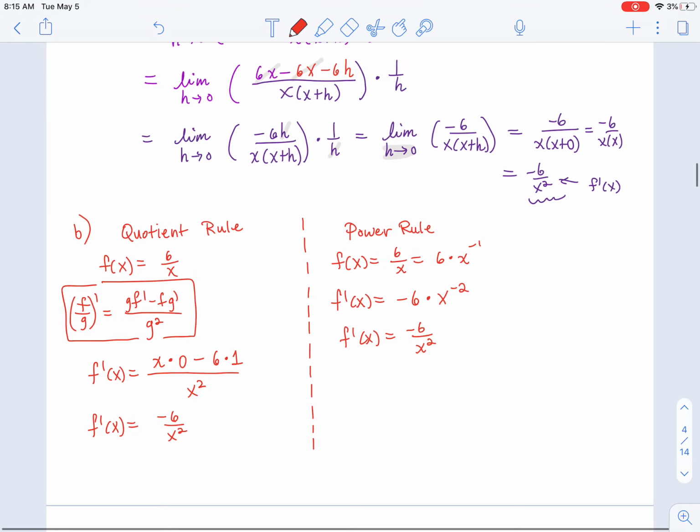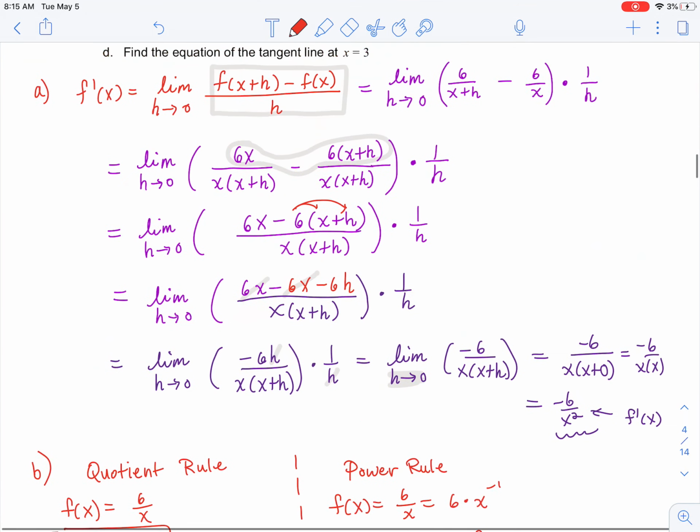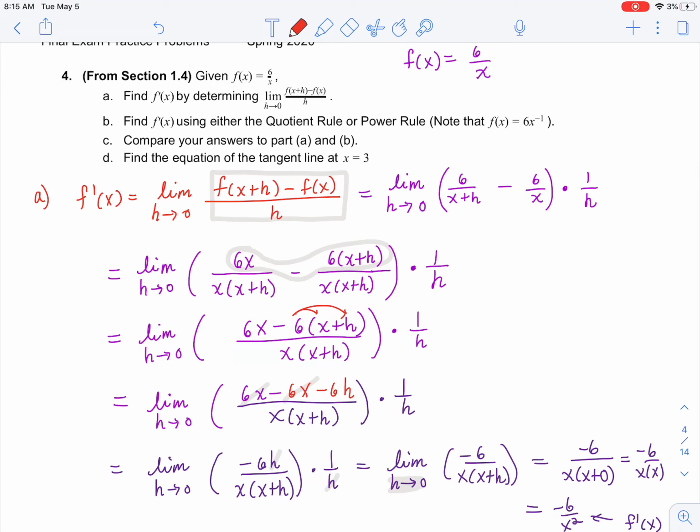So use 3 methods. First using the limit definition, which was the longest, but you will need to show me your difference quotient work. Part B, I used the quotient rule first, and I also used the power rule by rewriting the function, and all 3 came out to be the same. So when they say compare your answers to part A and B, they're the same. And part D, find the equation of the tangent line at x equals 3.